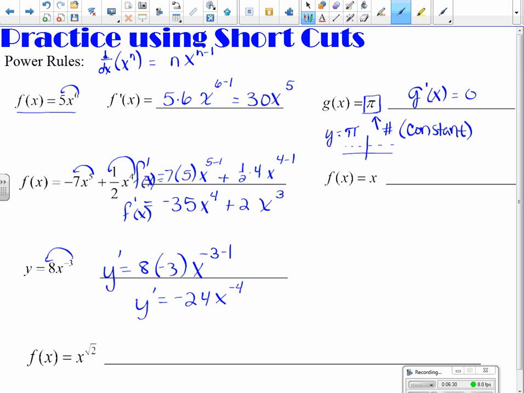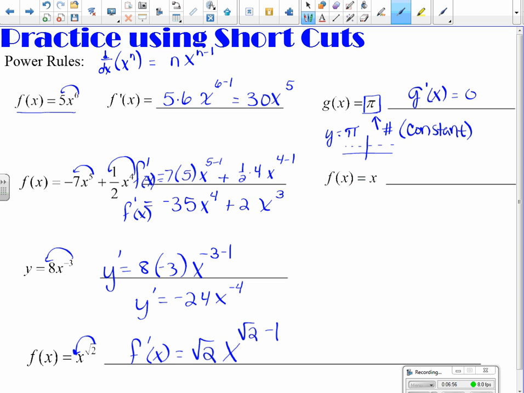-3 moves to -4. On this one, x to the square root of 2, well, this is a number. It'll just come down. So I'll have f prime of x, the derivative, is equal to the square root of 2, x raised to the square root of 2, and then I subtract 1 from that. Make sure your radical bar does not extend over the 1, though.